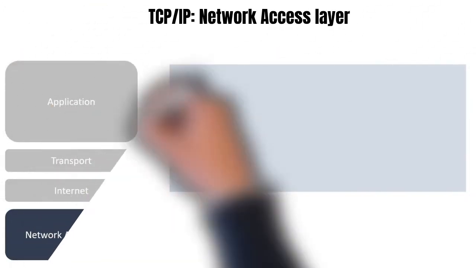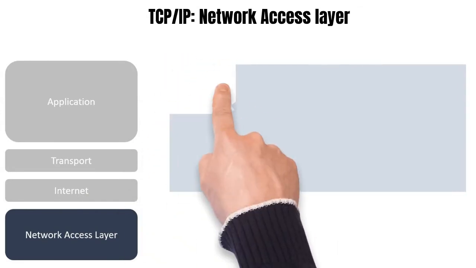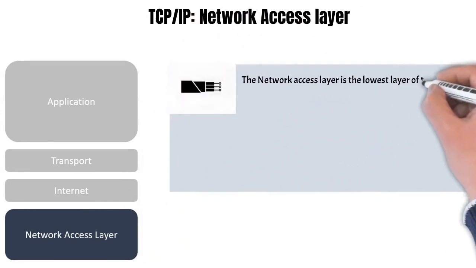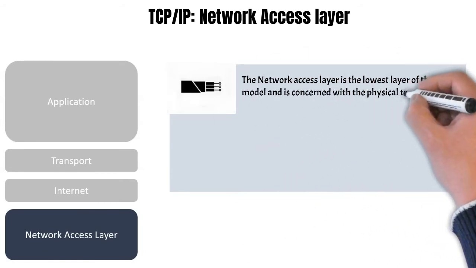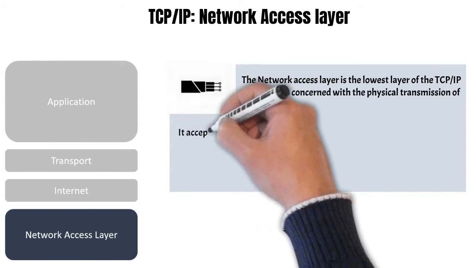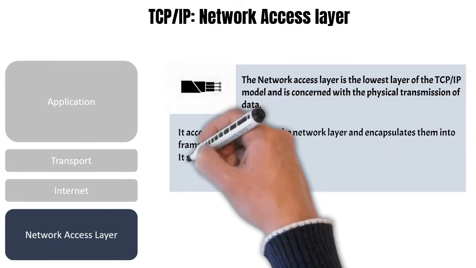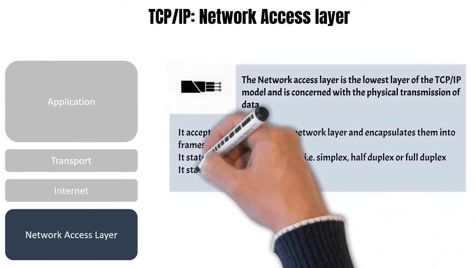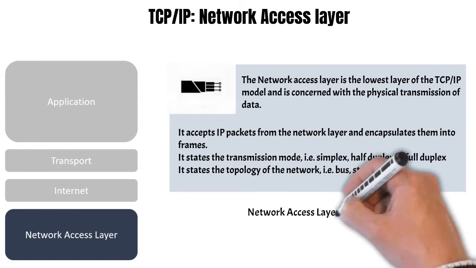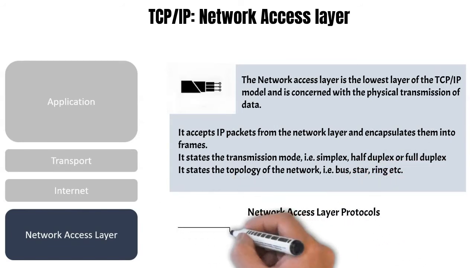Network Access Layer. This layer can be considered as the combination of the physical layer and data link layer of the OSI model. It is the lowest layer of the TCP/IP model and is concerned with the physical transmission of data. It states the transmission mode, that is simplex, half duplex, or full duplex. It also states the topology of the network, that is bus, star, or ring. Some network access layer protocols are Ethernet.